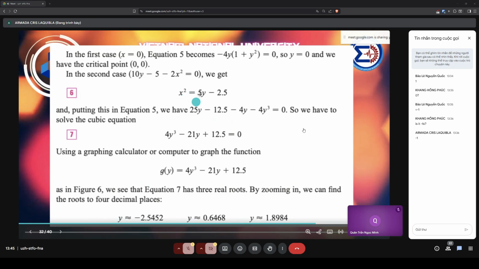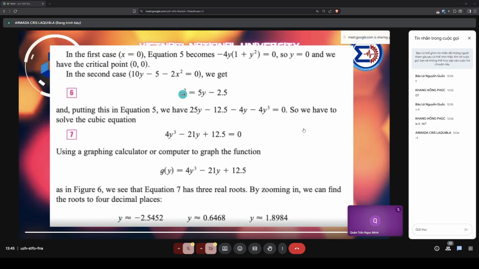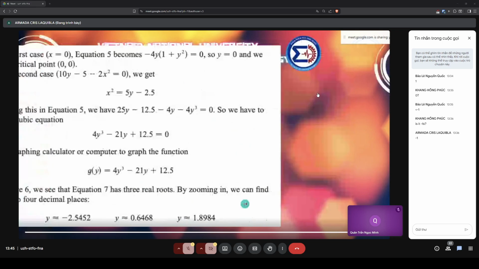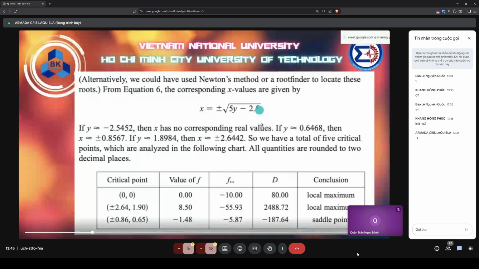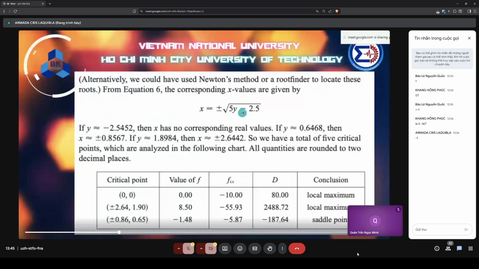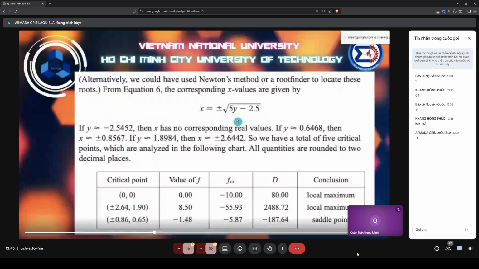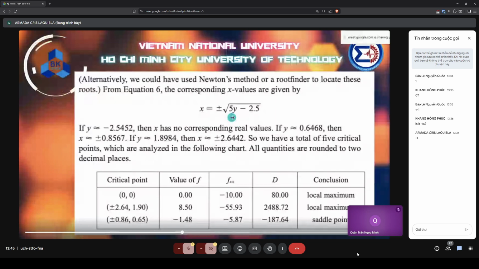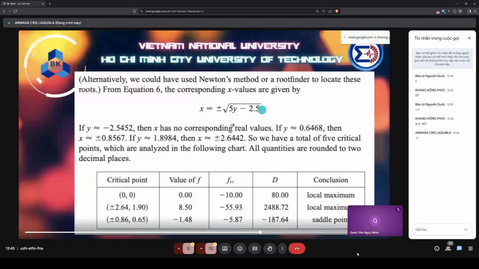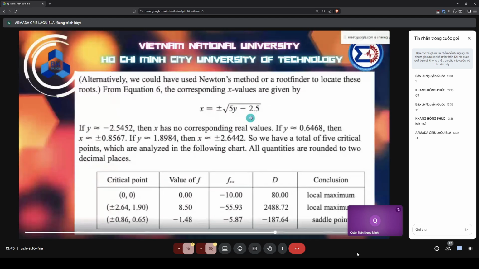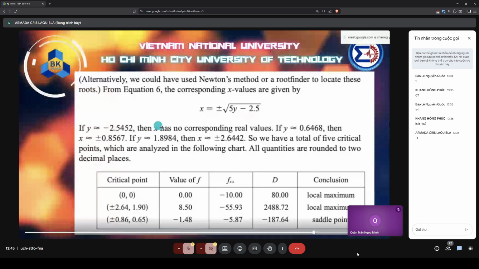Now you substitute it here in your equation 6. In your equation 6 here, this is x squared. So take the square root of that. So you have this positive and negative square root of 5y minus 2.5. Now you substitute your points there. So first point is negative 2.5452 in your first y here. Now if you substitute it here, the number inside becomes negative. So the square root of a negative number is not a real value. Therefore, it says here that x has no corresponding real values.